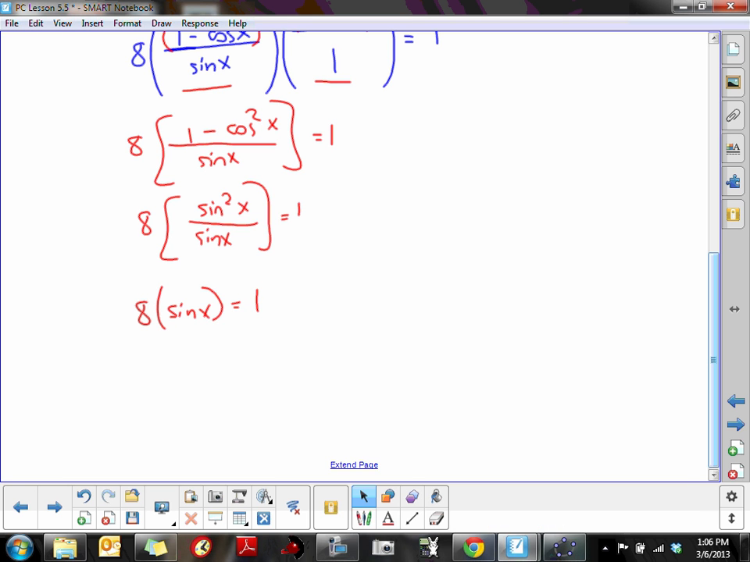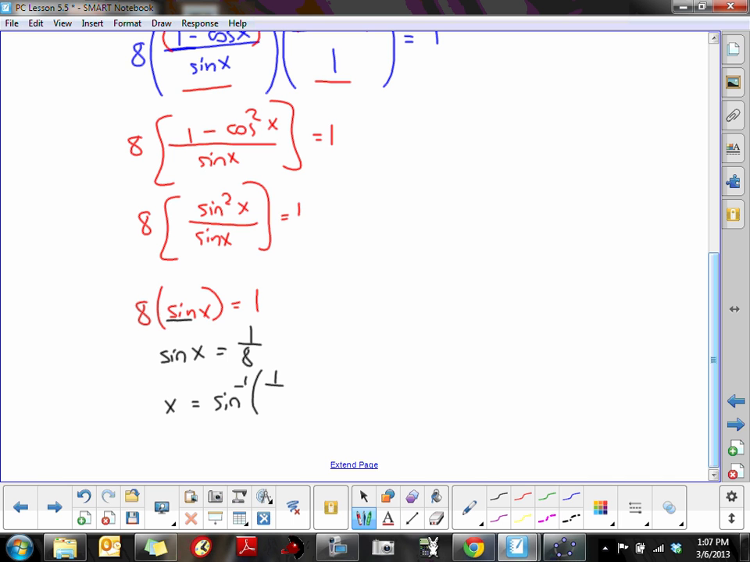Now you want to get the sine of x isolated, so I'm going to divide by 8. So the sine of some angle is equal to 1/8, which means the angle we're looking for has a sine value of 1/8. That is not one of our memorized triangles. It's not one of our 1, 2, square root of 3s or 1, 1, square root of 2. So we're going to have to rely on some technology to help us find that angle.